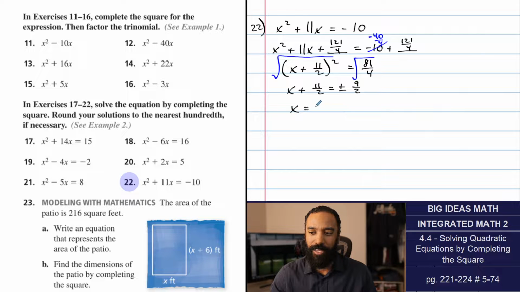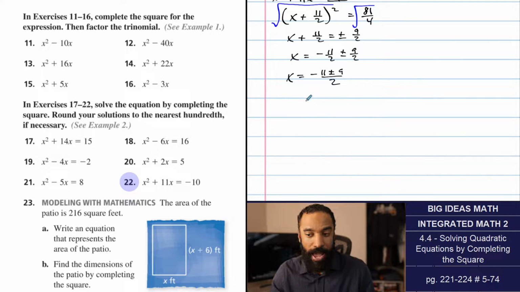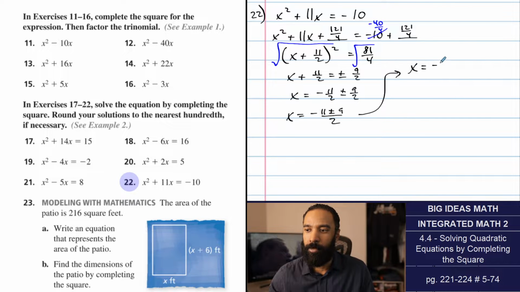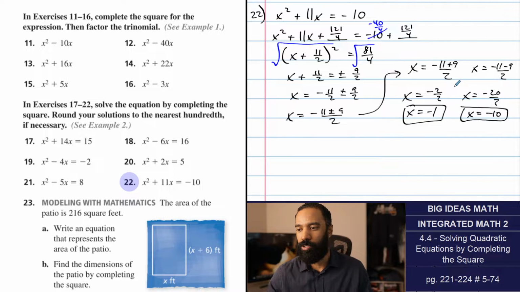We subtract 11 halves from both sides, and we get negative 11 halves plus or minus 9 halves, or negative 11 plus or minus 9 all divided by 2. Now, these are very nice numbers, and they're rational and all that. I'm not using the calculator for this. Negative 11 plus 9 over 2 and negative 11 minus 9 over 2. This will give us negative 2 over 2, which is negative 1. And this gets us negative 20 over 2, which is negative 10. So, there are those two answers.